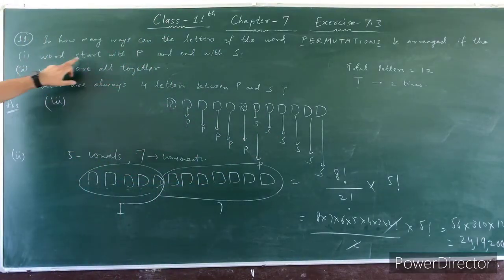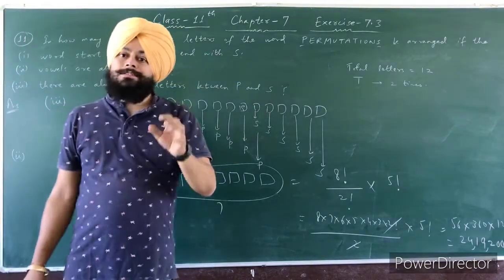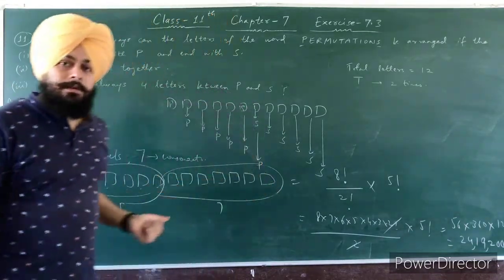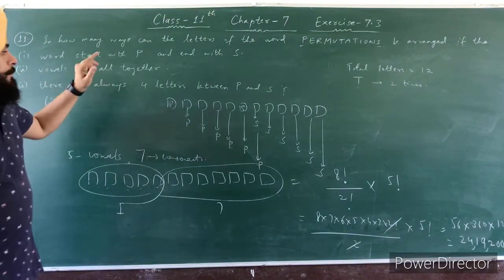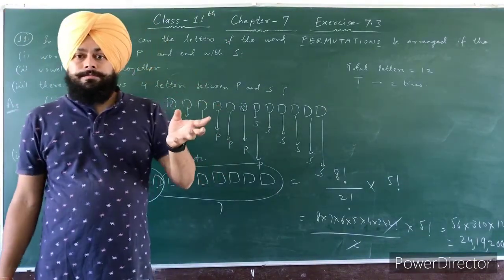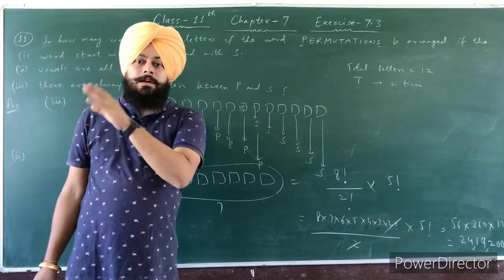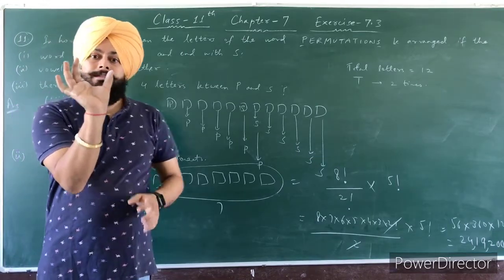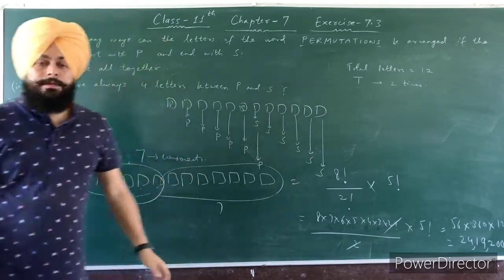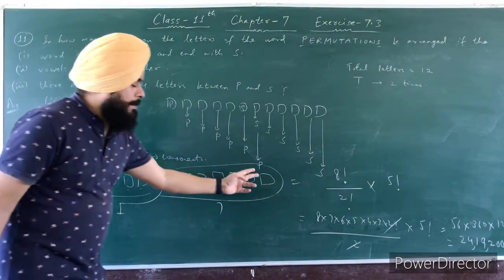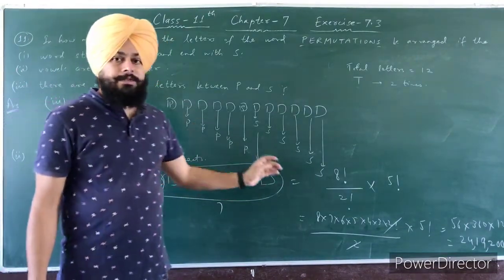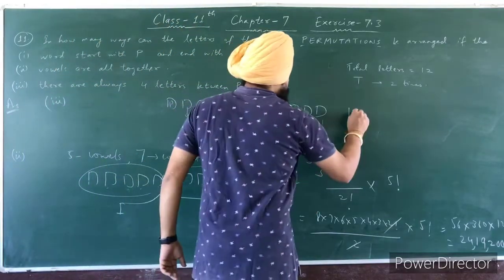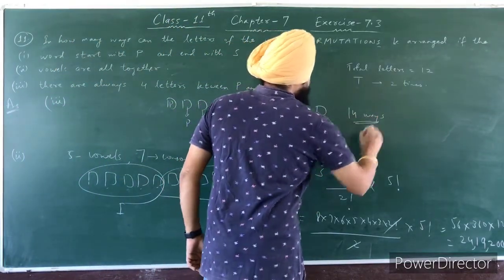They will not ask P at the starting and S at the end. Your first question was words that start with P and end with S, so fix P and S at those positions. But in this third part, they ask 4 letters between P and S. So either you write P at the starting or at the end. There are 7 ways in which P comes at the starting, and again 7 ways in which S comes at the starting. So 7 plus 7, 14. So there are only 14 ways.